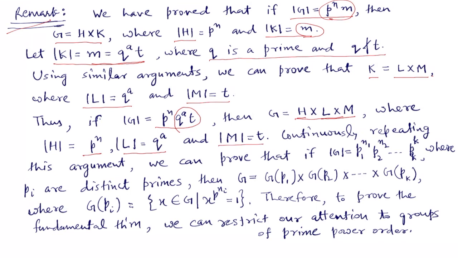So continuously repeating this argument, we can prove that if order of G is of this form, p1 raised to power n1, p2 raised to power n2, and pk raised to power nk, where the pi are distinct primes, then we can write G as the direct product of G_p1, G_p2, G_pk, where order of each G_pi is p_i to the power n_i, and G_pi is the group of those elements of G which are killed by p_i to the power n_i.